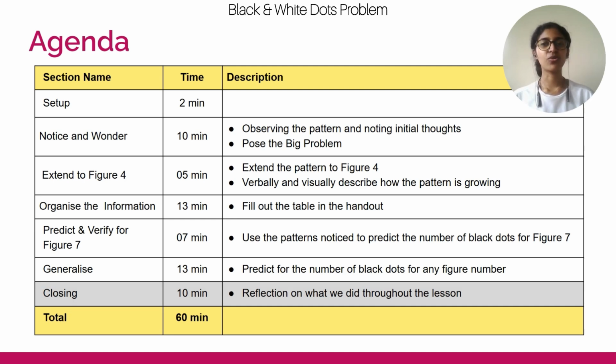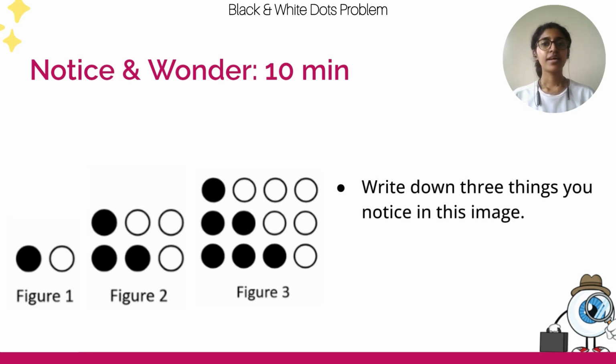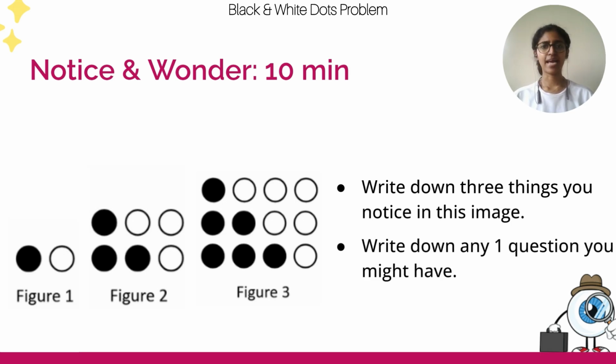So now let's move into our lesson. As I mentioned, the first section we have is a notice and wonder routine, where the students are going to observe these images and they'll be answering 2 questions. So write down 3 things that they notice and any one question that they might have here.